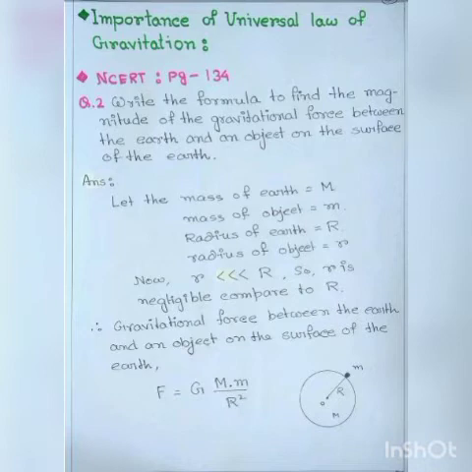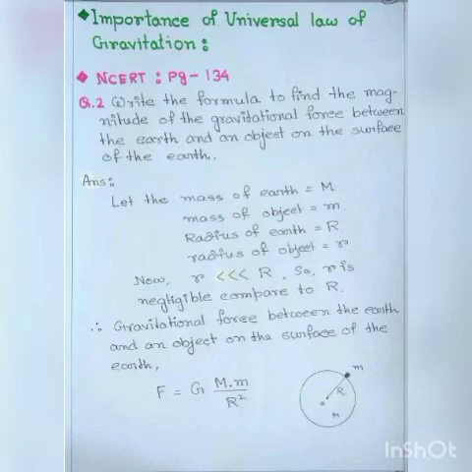Number 5, the atmosphere of the earth is possible due to the gravitational force of the earth. Number 6, rainfall and snowfall are possible due to the gravitational force of the earth. And next, we stay on the earth due to the gravitational force between the earth and us.